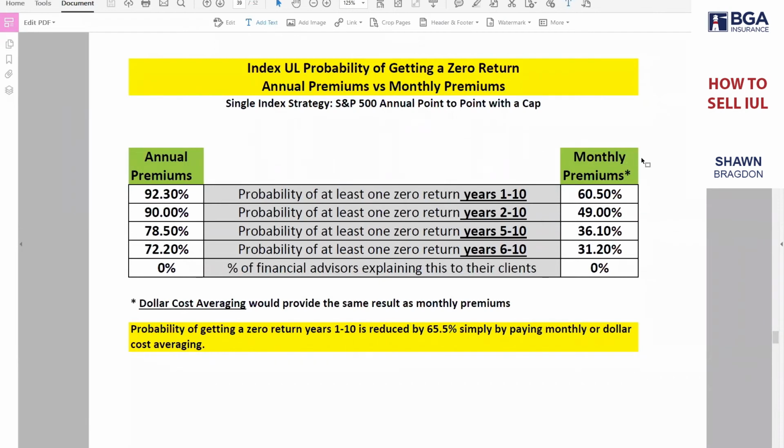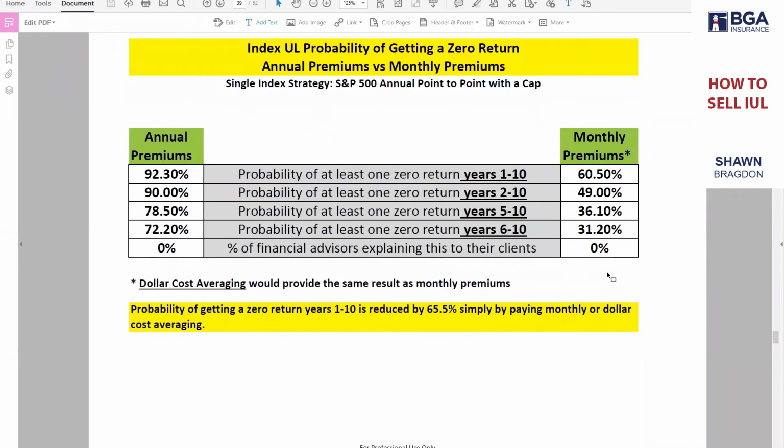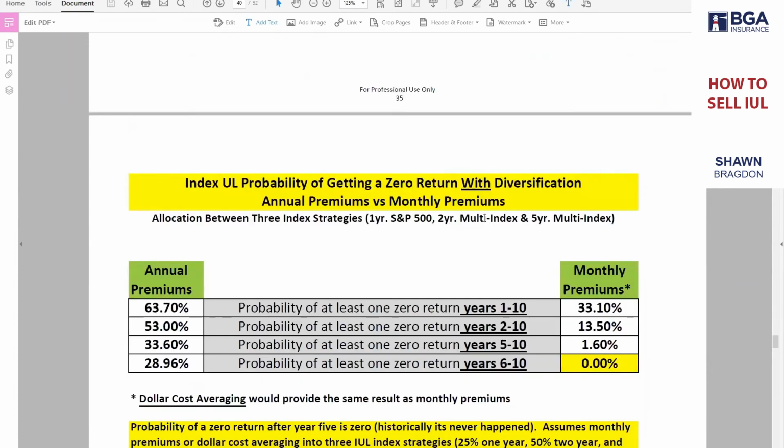Simply by recommending your client pay monthly or dollar cost average into the same index strategy, you're reducing your odds of getting a 0 by 65%. The 0 down here at the bottom is the percentage of financial advisors that are actually explaining this to your clients. I mean, think about this. All you need to do is tell your client, pay monthly or dollar cost average, and you can dramatically reduce their probability of getting a 0 return on their index UL policy.